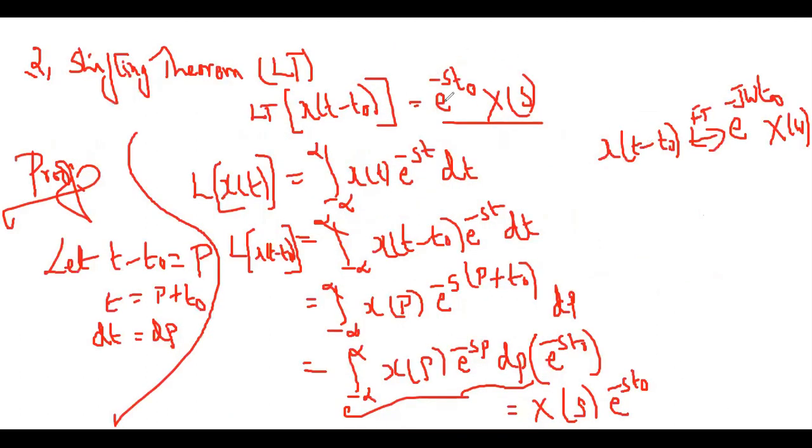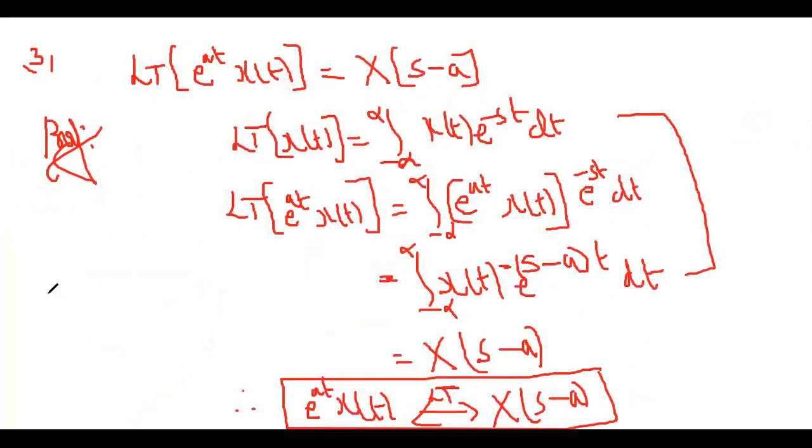But the time domain is shifted with the t0 samples, and the frequency domain signal is multiplied with a negative exponential with that sample t0, e power minus s into t0. What is it saying here? The Laplace transformation of x of t minus t0 is e power minus s into t0 X of s.